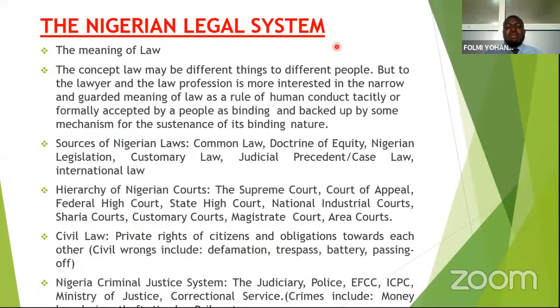Then another source of Nigerian law is judicial precedent and case law. When we talk about judicial precedent and case law, we know that yes, the legislature makes the law. Once the legislative arm of government makes the law, sometimes it is the interpretation of the judiciary that becomes the law, because sometimes people will go to court seeking interpretation of a particular section of a law.